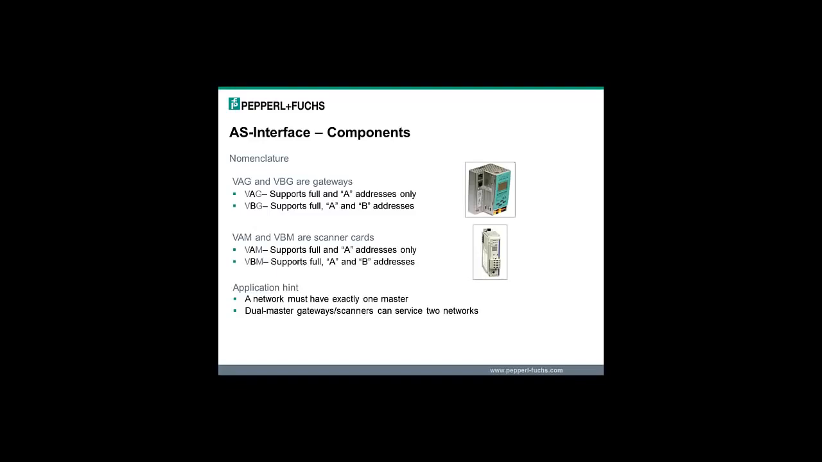VAM and VBM indicate mostly PLC scanner cards. A and B have the same meaning as in the case of the gateways. Today, following the latest AS interface specification, we are only offering VBM type scanner cards. It is very important to note that every network must have exactly one gateway or scanner card. A dual network gateway or scanner can service two independent AS interface networks.